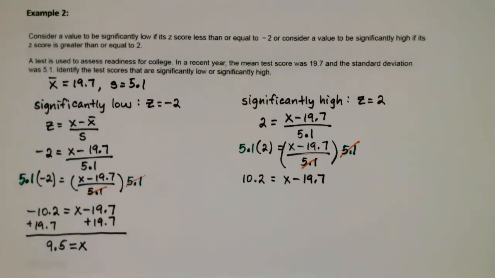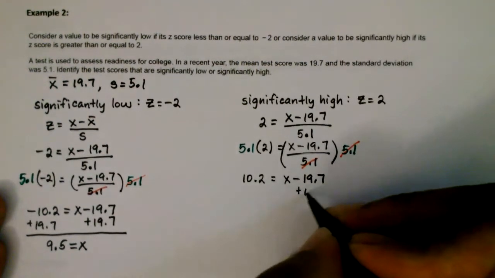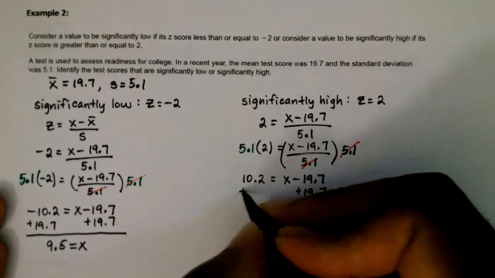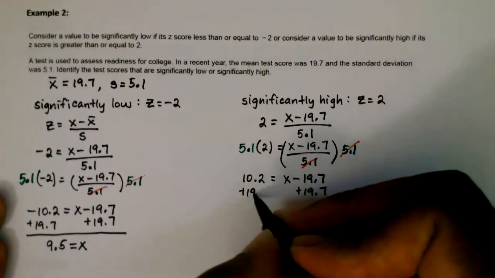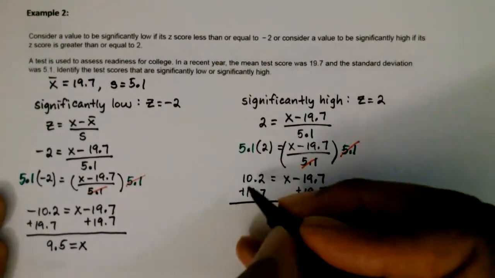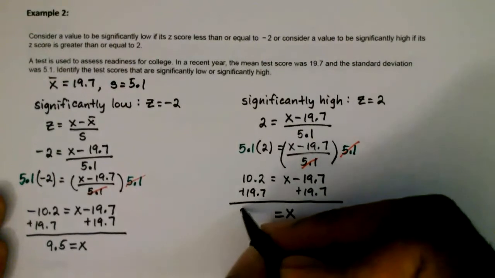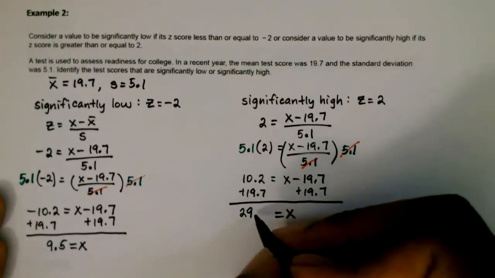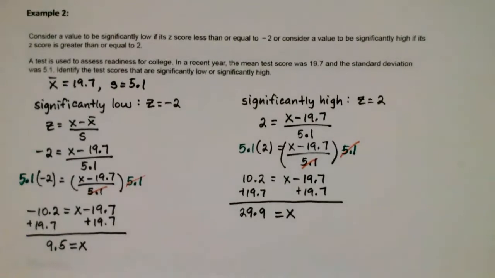So here I have a simple equation: 10.2 is equal to x minus 19.7. To solve for x, I add 19.7 on both sides. The x is equal to 10.2 plus 19.7, which will be 29.9. So any x value that's bigger than 29.9 will be significantly high.